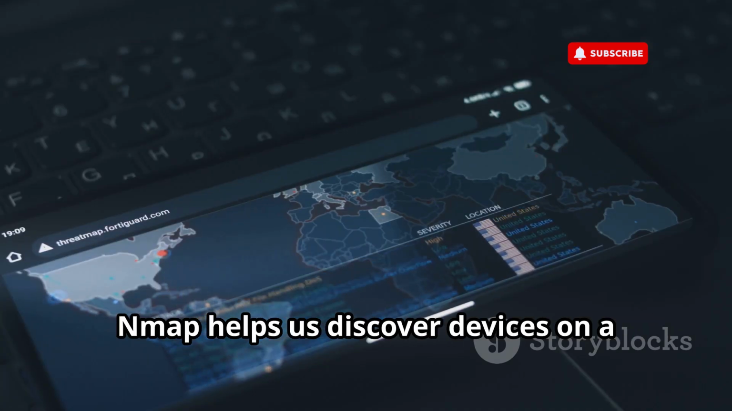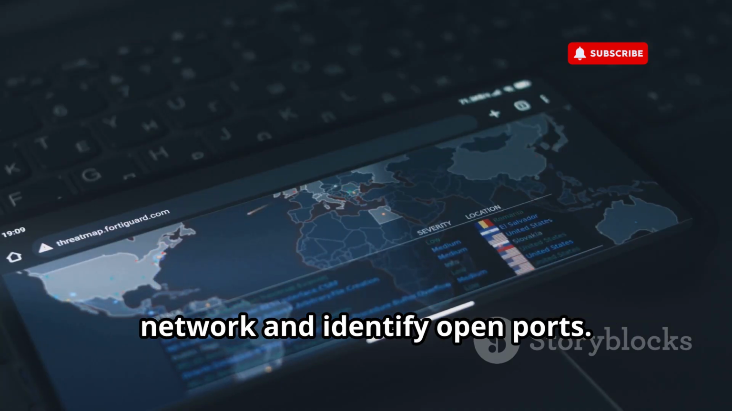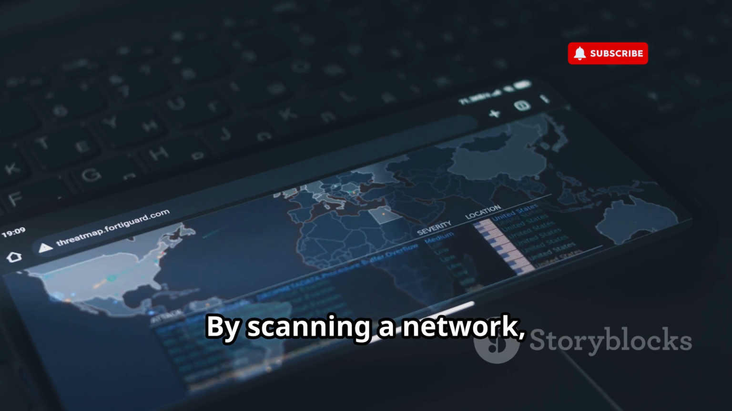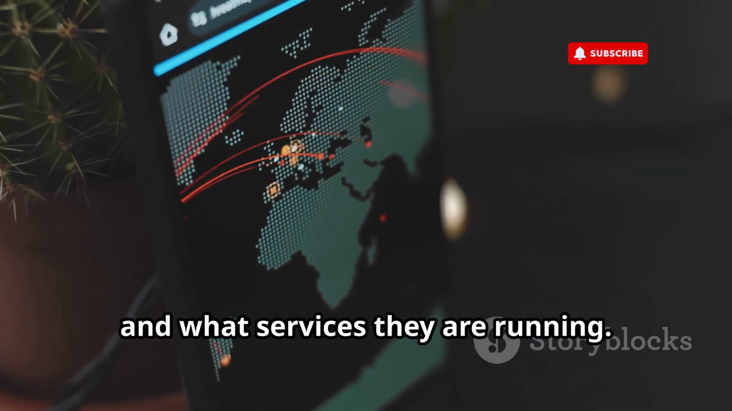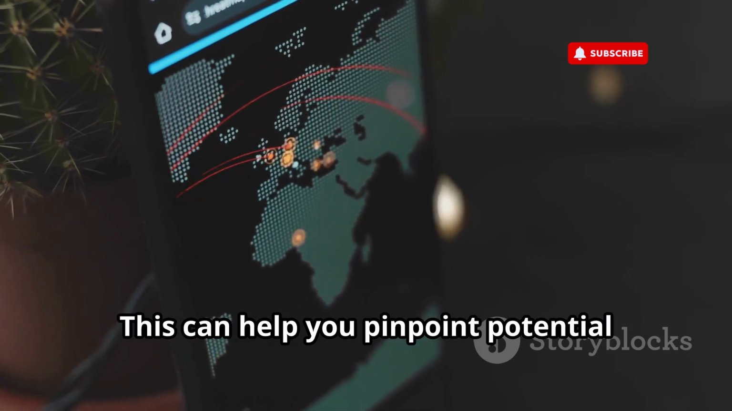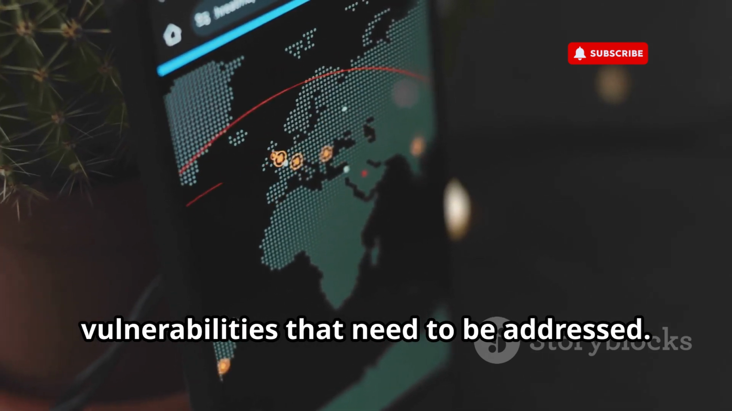Nmap helps us discover devices on a network and identify open ports. By scanning a network, you can see which devices are connected and what services they are running. This can help you pinpoint potential vulnerabilities that need to be addressed.